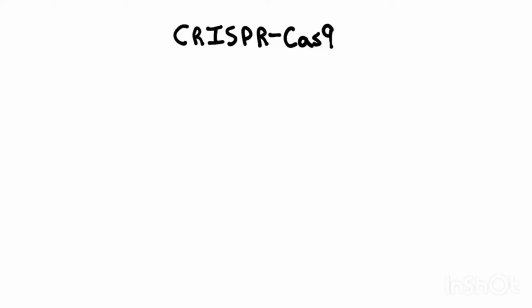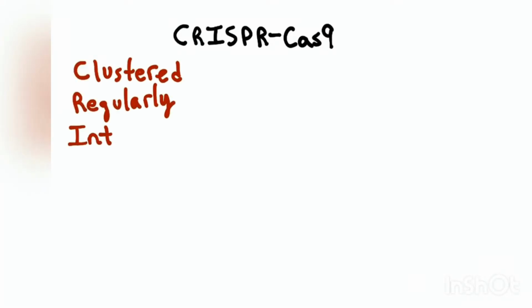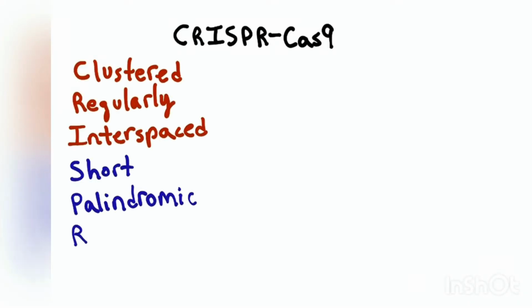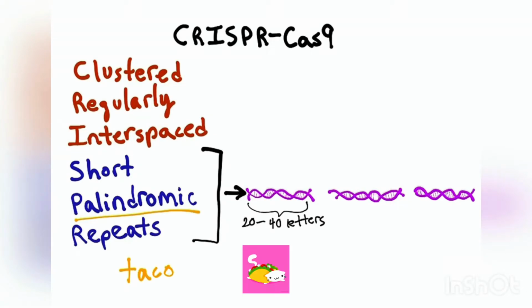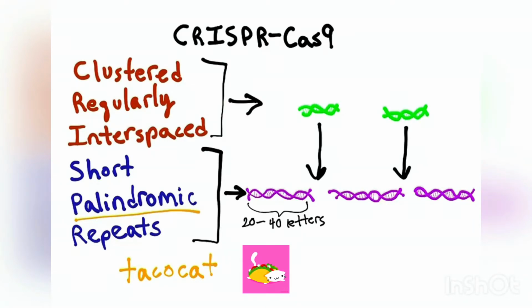But what does CRISPR mean? CRISPR stands for Clustered Regularly Interspaced Short Palindromic Repeats. The short palindromic repeats refer to repeated strands of DNA, about 20 to 40 letters long, arranged in a palindrome. A palindrome is when a pattern reads the same left to right as it does right to left, like taco cat. The clustered regularly interspaced pieces are strands of DNA that go in between the palindromic repeats.